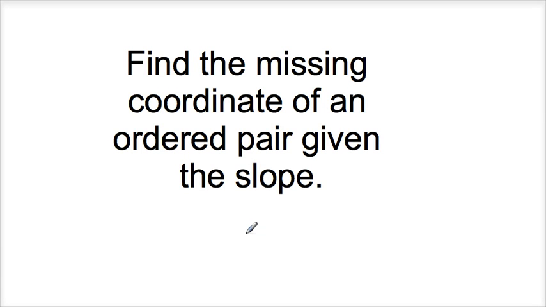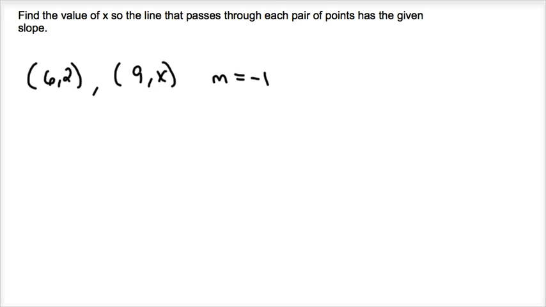In this lesson, we're going to find the missing coordinate of an ordered pair given the slope. Let's take a look at some examples. Find the value of x so the line that passes through each pair of points has the given slope.